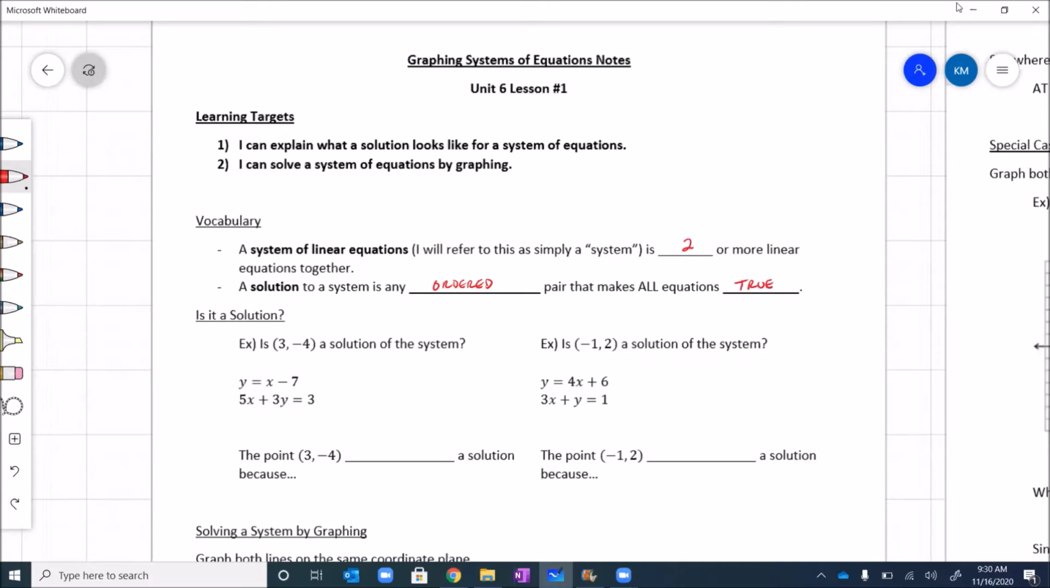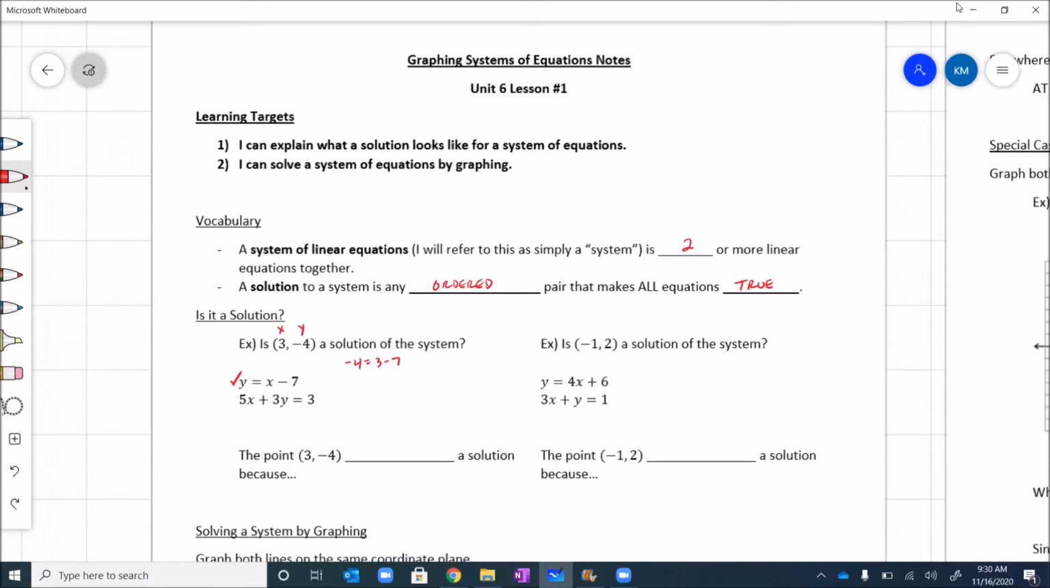Okay, so let's look at a couple examples here. It says, is (3, -4) a solution to the system? Remember our ordered pair is always x comma y. And so our x in this case is 3, our y is -4. As we plug this into our first equation, 3 minus 7 equals -4 works for the first one, but it needs to work for both.